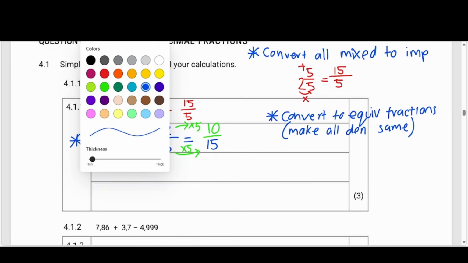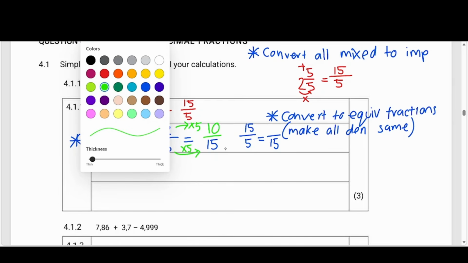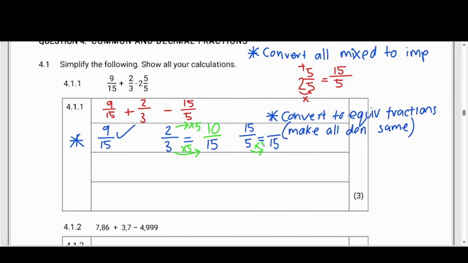And then I've also got to do that last fraction. So I had 15 over 5. What do I do to the bottom here to get it to 15? I would times that by 3. So 5 times 3 gives me 15. At the top, 15 times 3 is 45. Okay, now this is looking a little bit better. We've got 9 over 15, add this 2 over 3, which we rewrote as 10 over 15, take away 45 over 15.